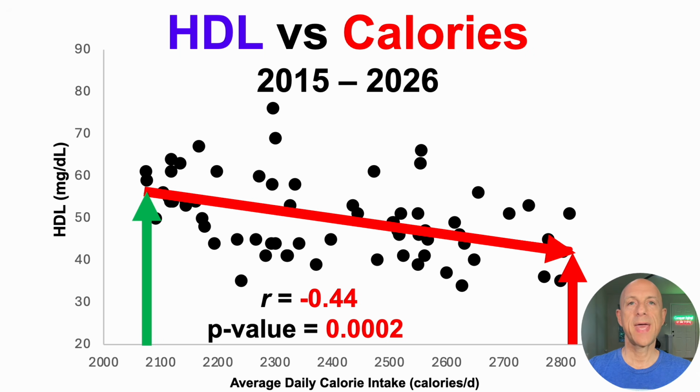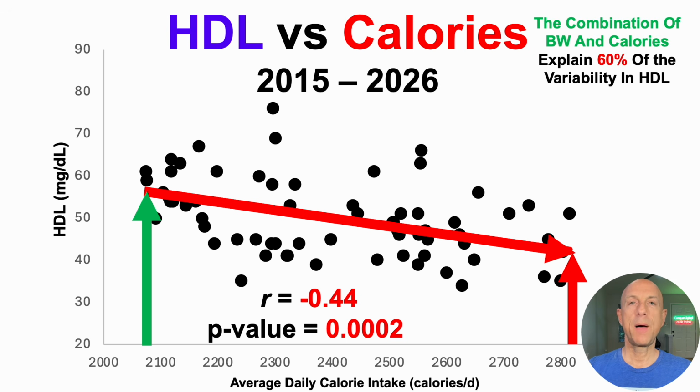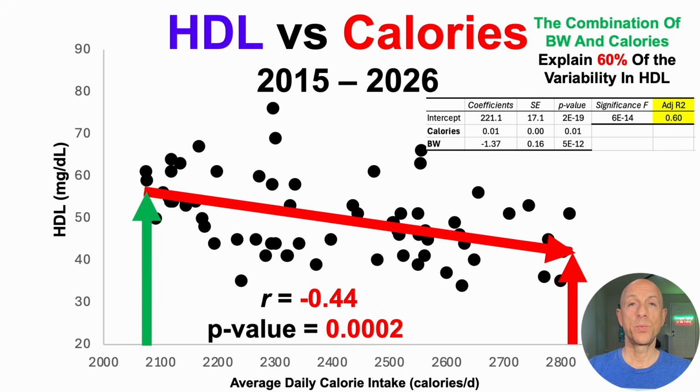And conversely, when calorie intake has been my lowest, around 2,100 calories per day, that's been significantly correlated with my highest HDL. The combination of these two variables, calorie intake and body weight, now explain 60%, not 56%, which was just body weight alone, of the variability in HDL. And that's what we'll see here.